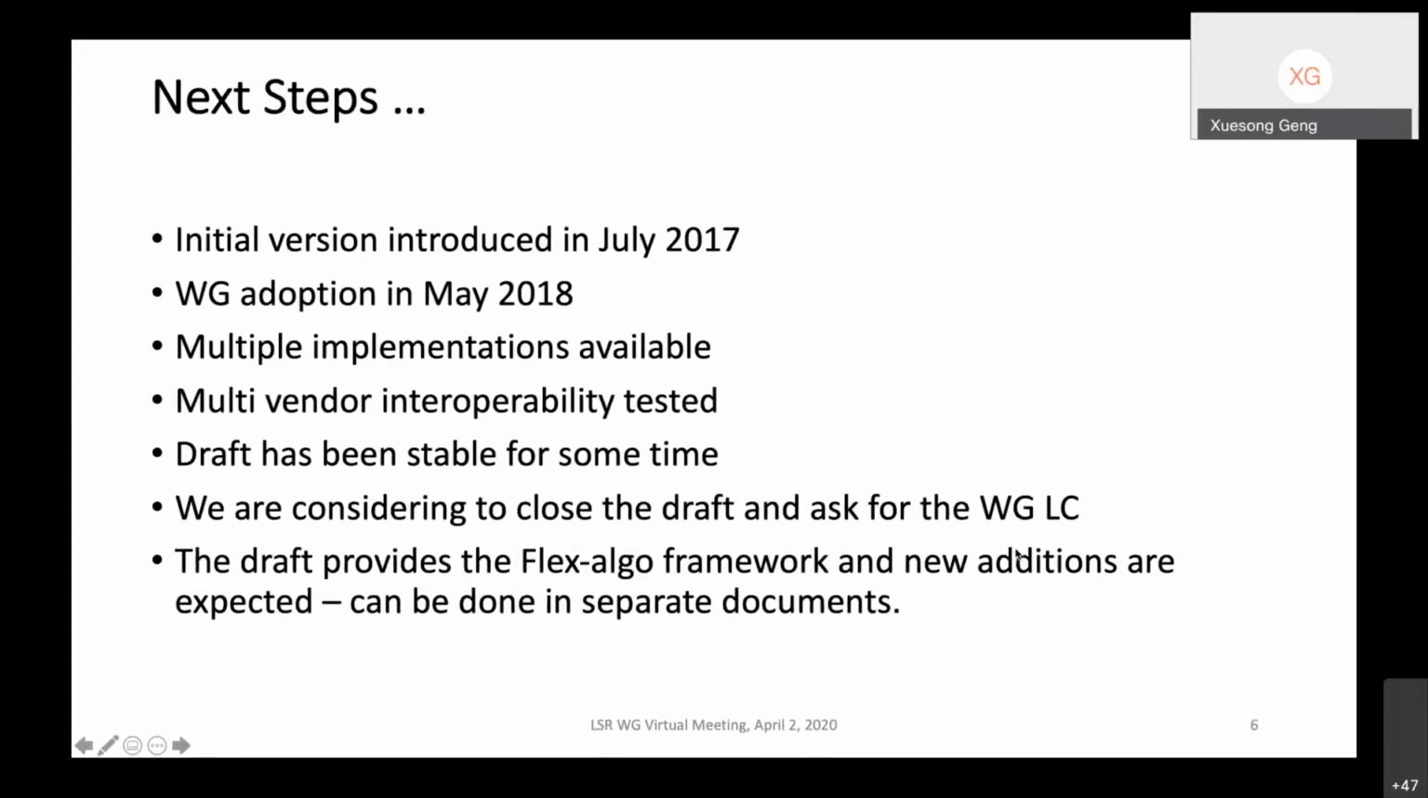Actually, my question is not about the update of the draft. It is about the flex-algo mechanism itself. My question is whether it is allowed for the user to change the value of the metric in the flex-algo. For example, I choose latency as the metric in one flex-algo topology. Can I configure the latency of some link larger than it should be, for example, to avoid the tromboning in some scenario? Is that allowed?